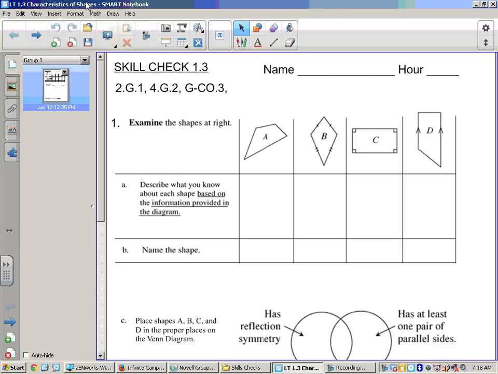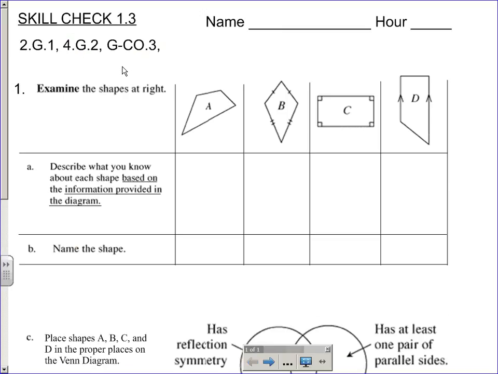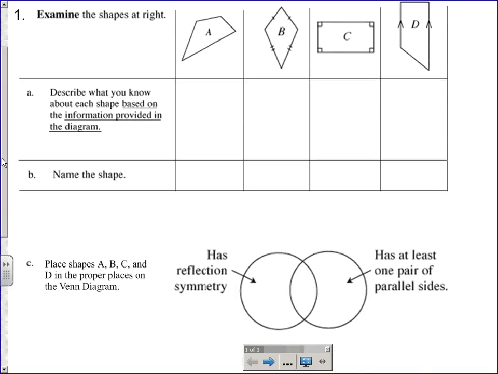Okay, last skills check from Chapter 1, Skills Check 1.3. This one was all on shapes. Examine the shapes at right. A, describe what you know based on the information given. Look at shape A. I do not see any markings, but I do see 4 sides. When I look at my blue toolkit, the only one that says 4 sides in the definition is the quadrilateral. Nothing special here, just 4 sides.